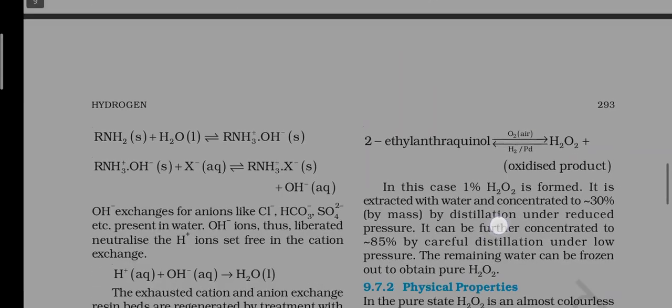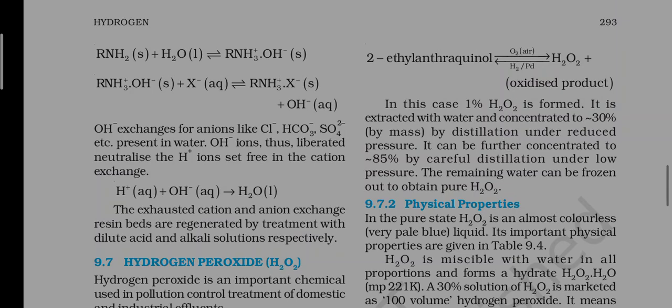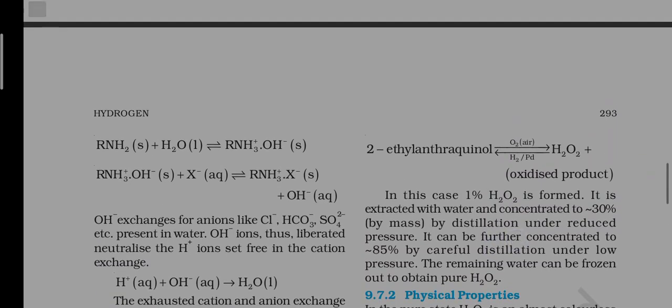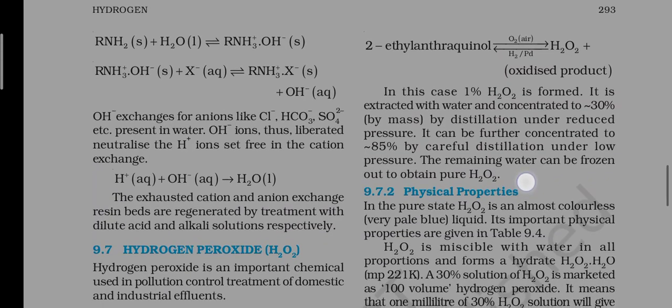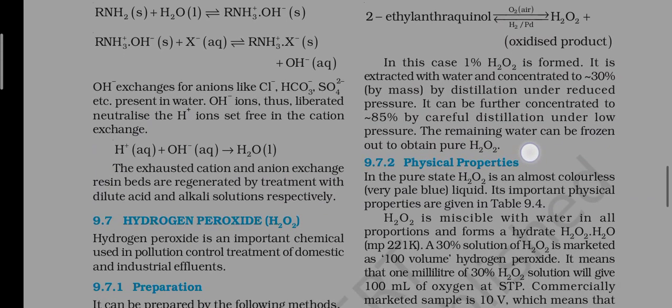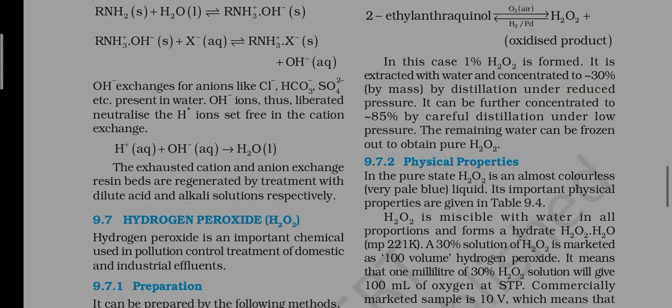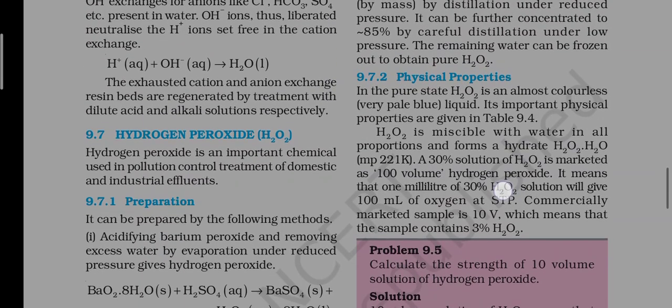In the anion exchange process, the OH exchanges for anions like Cl⁻, HCO3⁻, SO4²⁻, etc. present in water. OH⁻ ions thus liberated neutralize the H⁺ ions set free in the cation exchange. The exhausted cation and anion exchange resin beds are regenerated by treatment with dilute acid and alkali solution respectively.